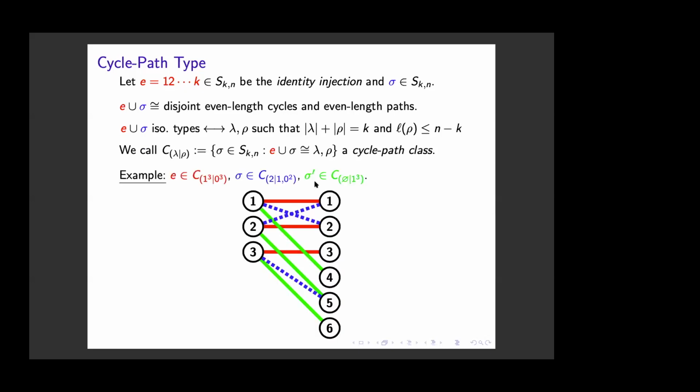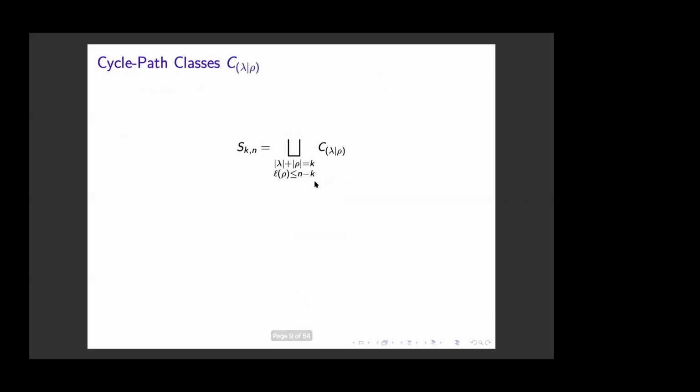Here are a few examples just to be sure we're on the same page. E is in its own cycle-path class. Let's take a look at sigma here. For the blue sigma, I have a 4-cycle and a 2-path, and I'm going to divide those lengths by 2. What I'm left with is (2), (1, 0, 0). These zeros represent the fact that I have some paths of length 0, namely in this example 4 and 6. So those are paths of length 0. This immediately gives a nice way to decompose injections according to their cycle-path classes.